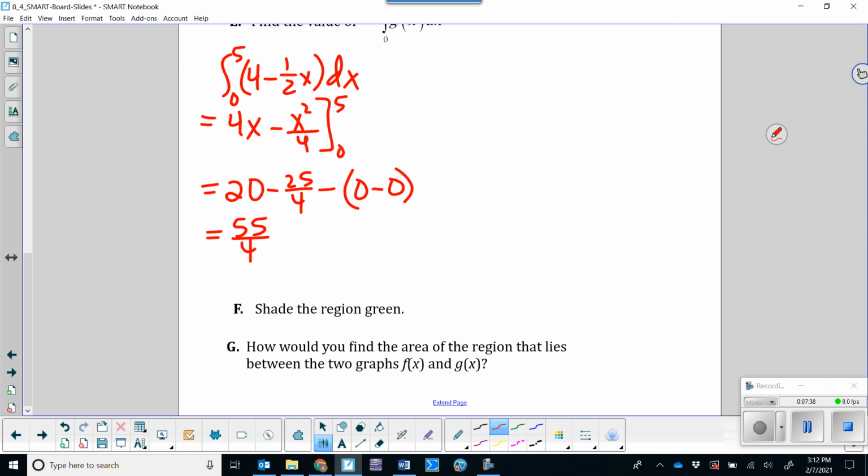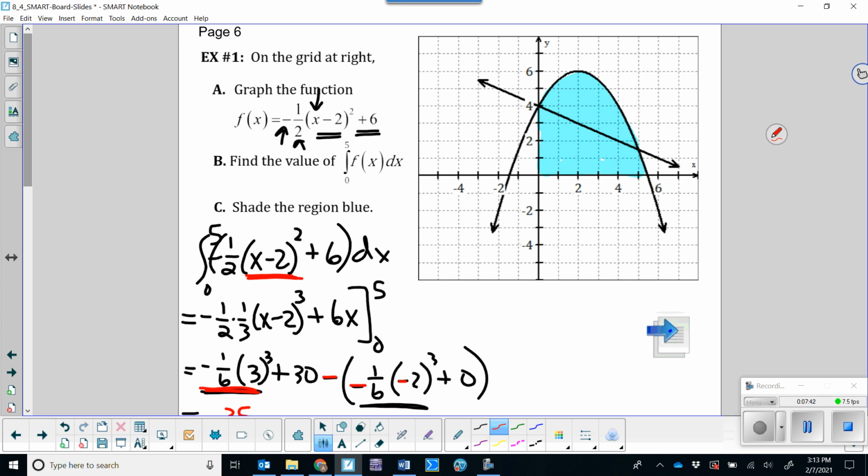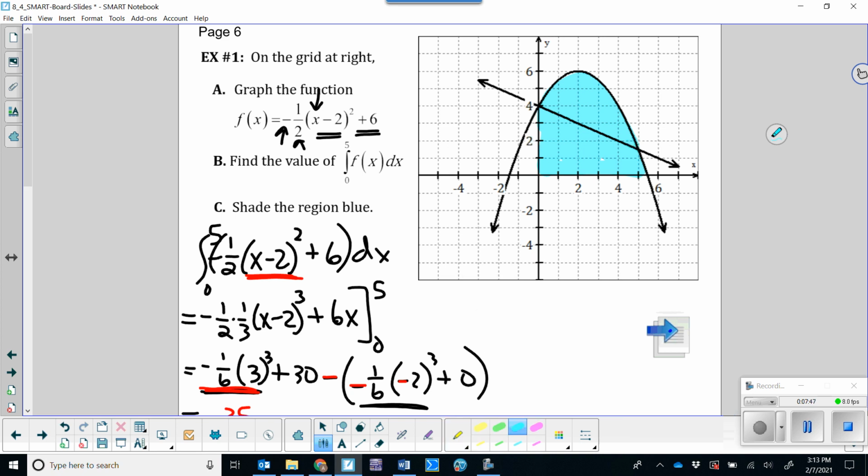Okay, then it says shade that region green. So that's underneath just the line that we've drawn from 0 to 5. So let me get a highlighter that's green here. So that is this part right here. And that answer, 55 fourths, is that area right there, okay, of that shape.